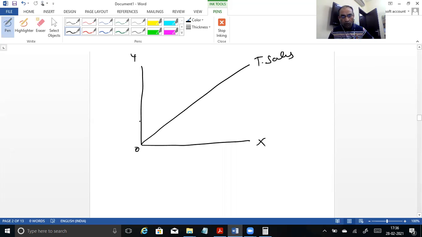And your total cost always starts from here. Why? Because even if you are not producing any product, your fixed cost will come. For example, suppose your factory fixed cost is 10,000 rupees. This is your fixed cost. And your variable cost, say for example material, for 1 unit is 5 rupees.